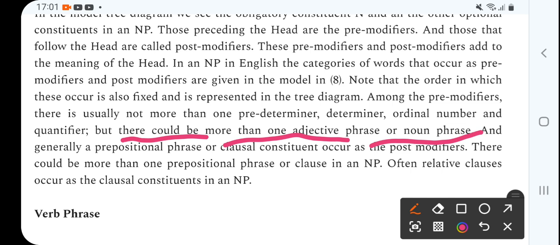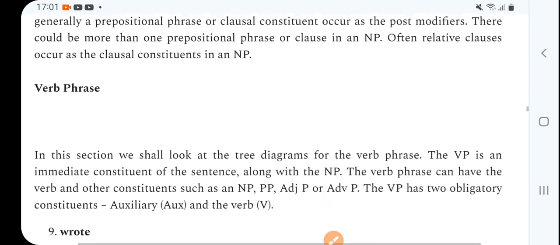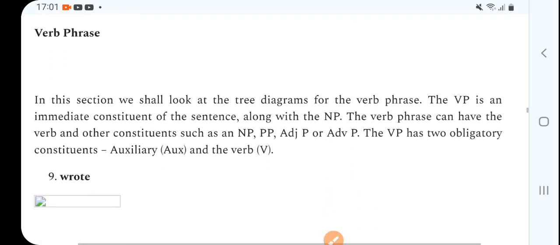And generally a prepositional phrase or clausal constituents occur as the post-modifier. There could be more than one prepositional phrase or clause in a noun phrase. Often a relative clause occurs as the clausal constituent in a noun phrase. So that is important.